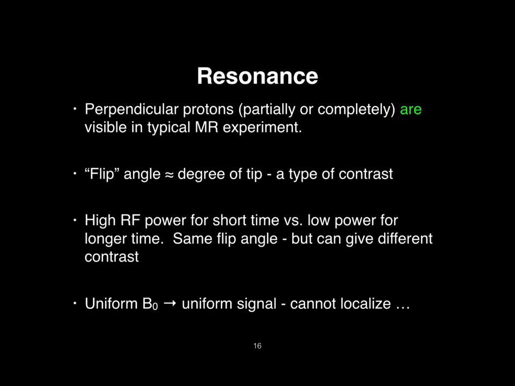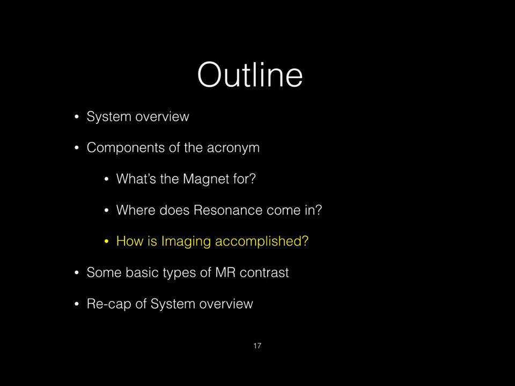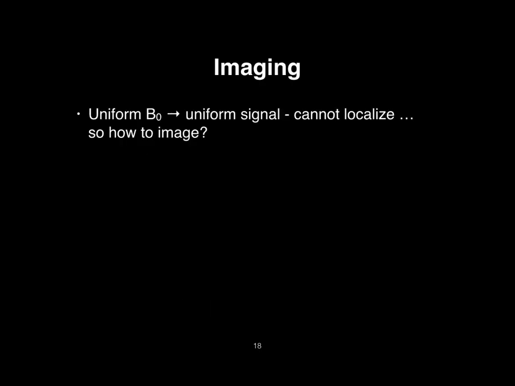Okay. So now we have the magnet, we have resonance, but because our magnetic field is so uniform, there's no way for us to actually localize what's happening with the signal once it's excited and generating. Okay? So we have a hard time localizing it. So let's start talking a little bit about imaging.